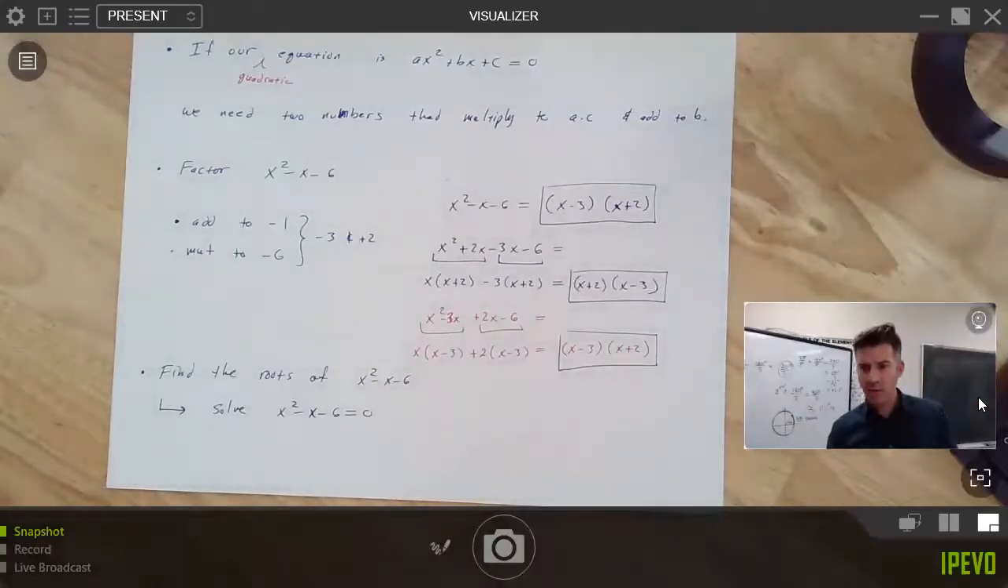Sometimes you might have to rearrange the terms. Yeah, so someone wrote, Sarah mentioned something, you have to rearrange the terms.